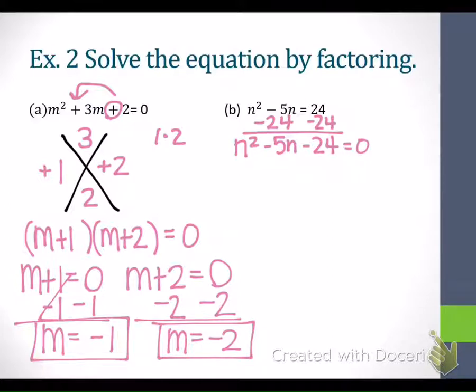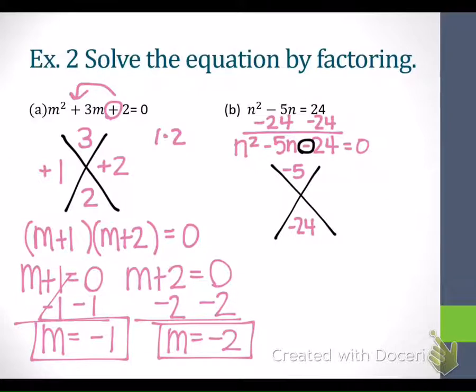There's nothing else on the right side of the equal sign, so we have to bring it down. Now, is this a trinomial on the left? What is the leading coefficient? Can we do our x method? Absolutely. So let's do it. What's going at the top? -5, the coefficient of n. What's going at the bottom? The constant, -24.